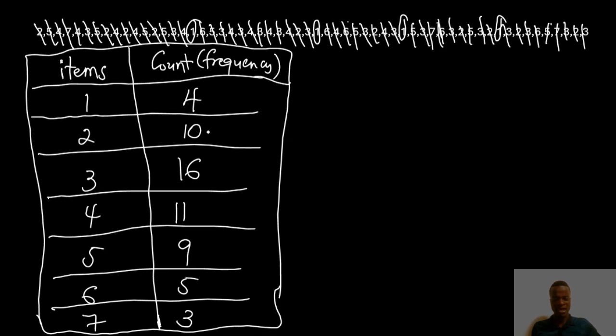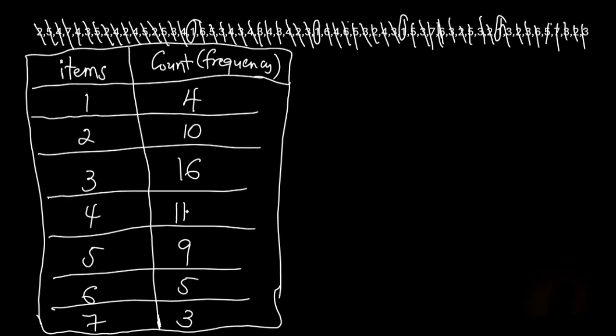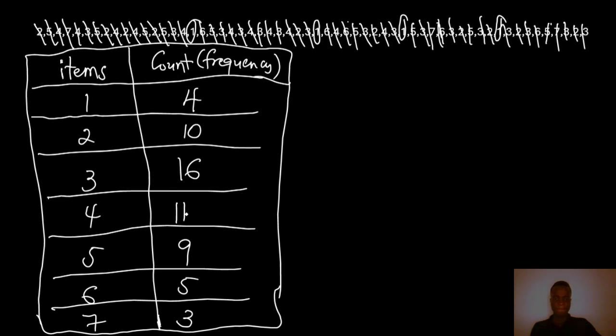So it's going to be 4 plus 10, that's 14, right? Plus 16, I think that's 30. 30 plus 11, that will be 41. 41 plus 9, that will be 50. 50 plus 5, that's 55. 55 plus 3 is 58. So the total number is 58. So all the items here, they are 58.